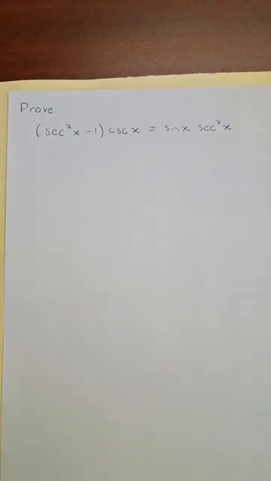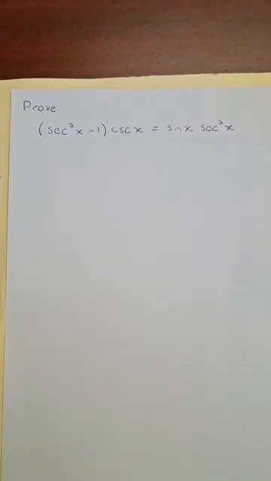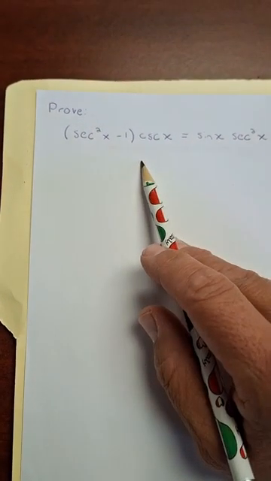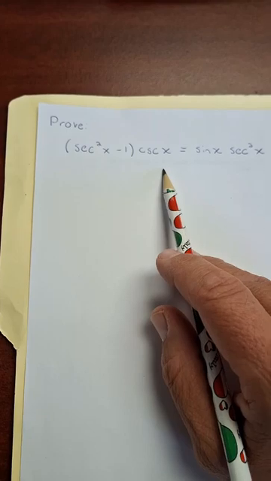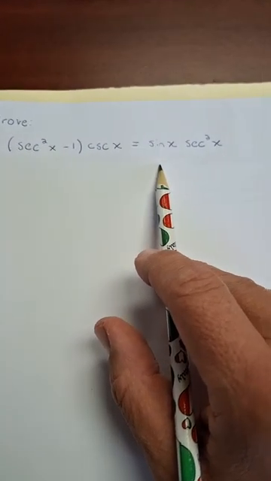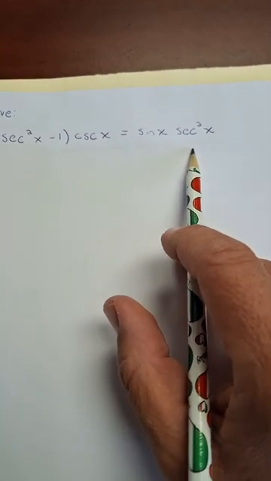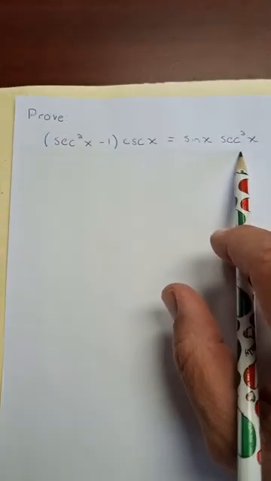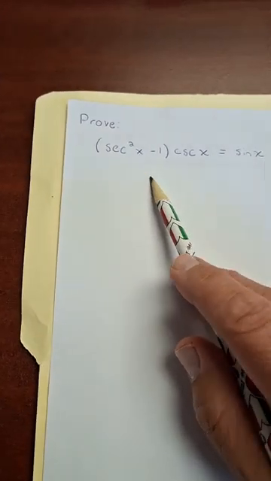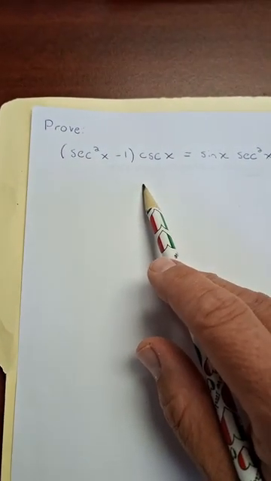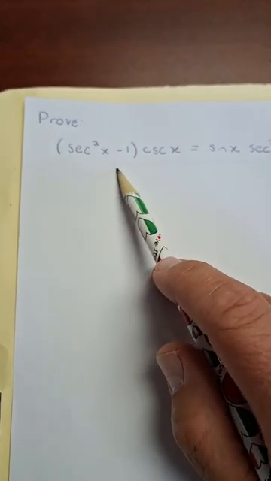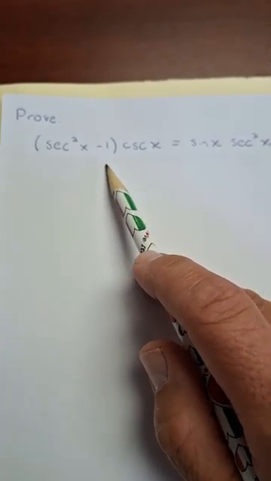Okay, good morning. In this exercise, we're going to prove the identity (secant squared of x minus 1) times the cosecant of x equals the sine of x times the secant squared of x. We're going to take the left-hand side and reorganize it using the trigonometric identities. In the parentheses, we have secant squared of x minus 1.